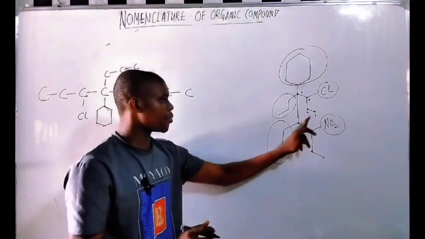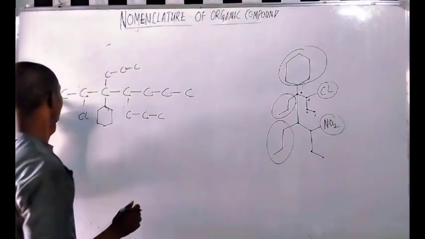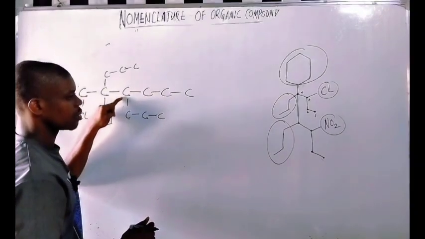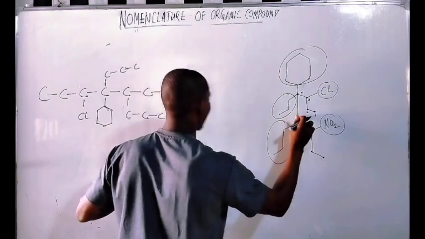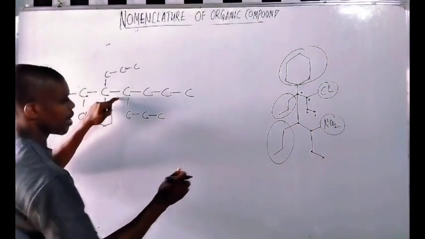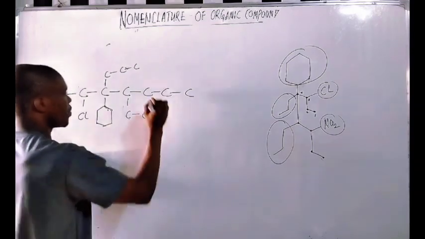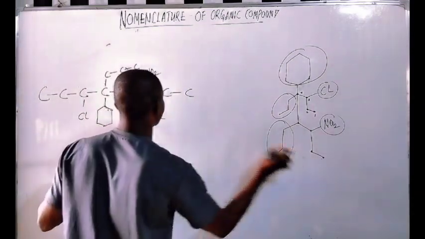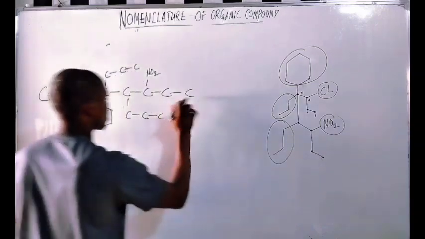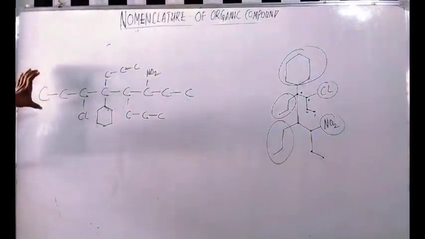Now, because 1, 2, 3, 4, 5, 6. Now this carbon 6 is carrying what? NO2. So here we have NO2, right? So this structure you are seeing here is also the same thing as this one here.